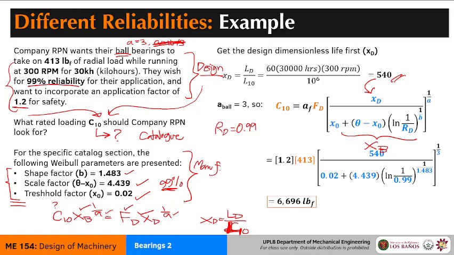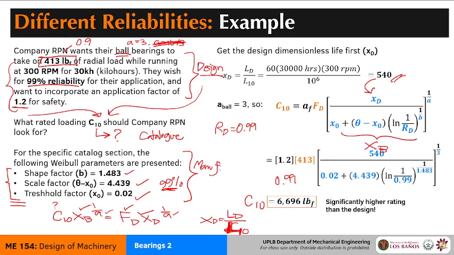All right. And the answer here is actually 6,700 pound force. This is C10, mind you. And our intended load is 413 pound force. That is crazy. So this is at 90%, right? So this is 0.9. And in order to get to 0.99 reliability, meaning there's only 1 out of 100 bearings that will fail after a particular life, you need how much of an increase? This is more than 10 times. Yeah, this is more than 10 times the increase.